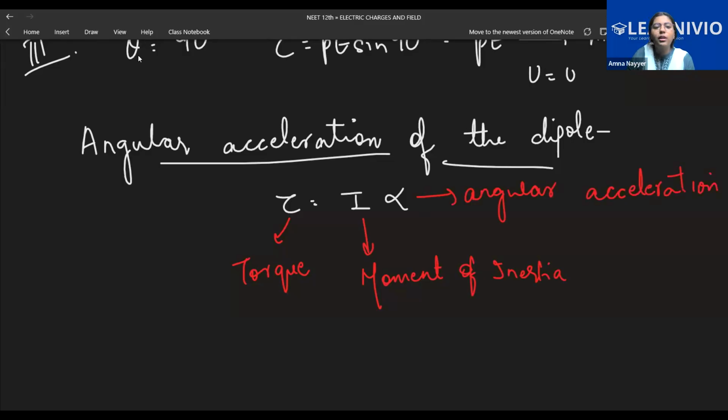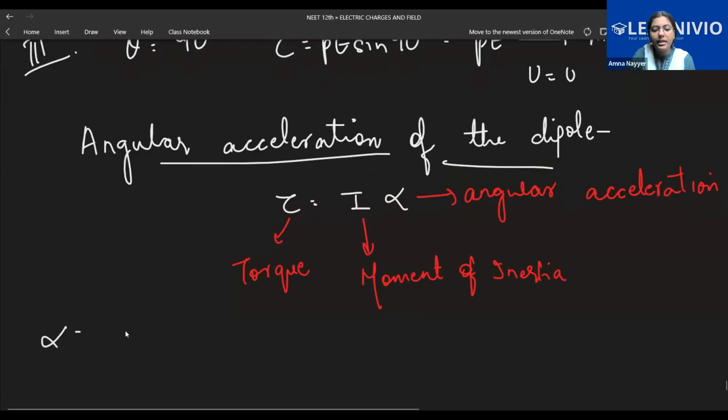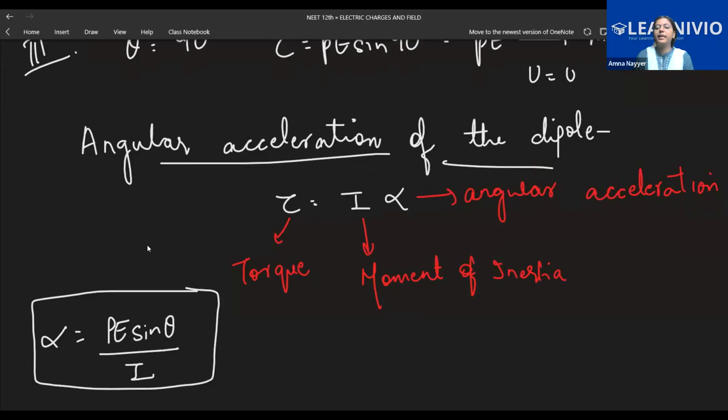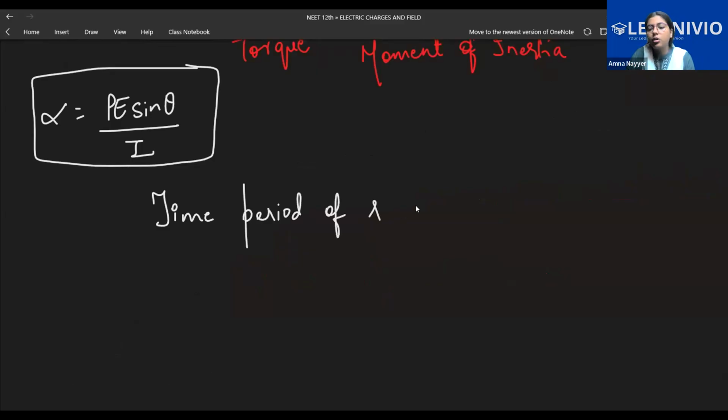So the formula of alpha is PE sine theta divided by the moment of inertia. Okay, class, this can be asked to you. What's the value of alpha? Now, if alpha's value is asked, then you must be ready with the value of time period also. Like angular acceleration is asked, so you can be asked the value of the time period of rotation of the dipole.